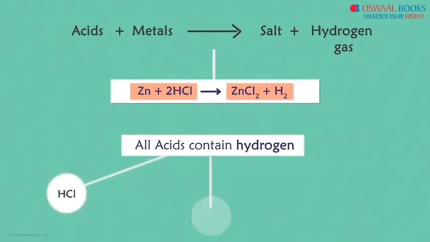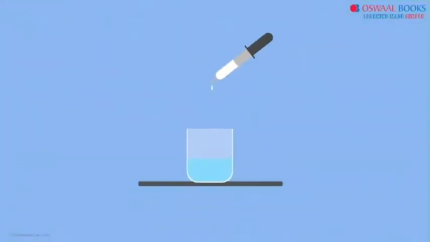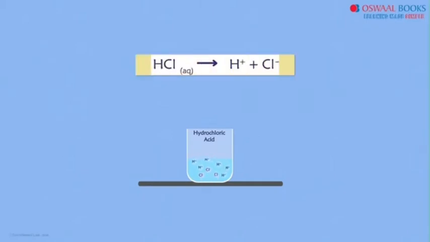Hydrochloric acid, sulfuric acid, and nitric acid are a few of the examples. Now, when an acid is dissolved in water, it dissociates the hydrogen. For instance, hydrochloric acid gives hydrogen ion and chloride ion when it is dissolved in water. This dissociation of hydrogen ion in the aqueous solution is the common property of all acids.